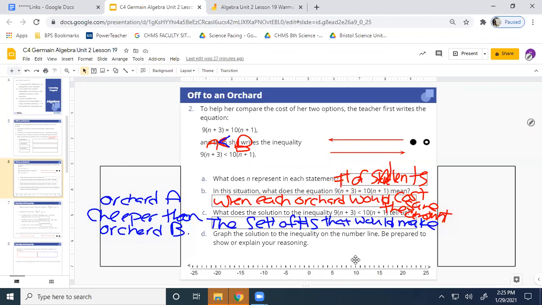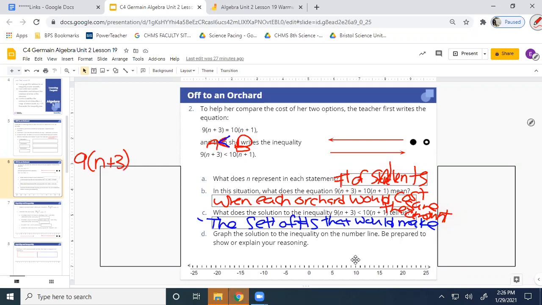So when you're trying to find the solution to an inequality, you're going to solve it just like you would an equation, okay? So I'm going to erase this here. This is what this space is for on your slideshow. You're going to take these and set them up: 9 parentheses n plus 3 is less than 10n plus 1, okay? What am I going to have to do here first before I can start to move things? Distribute. Very good. 9n plus 27 is less than 10n plus 10.